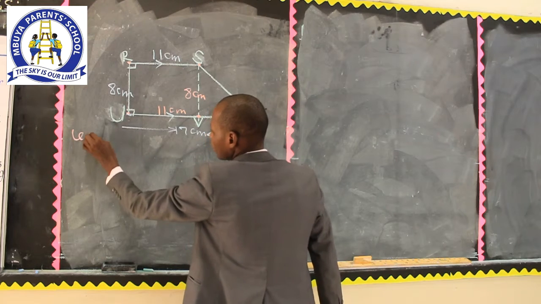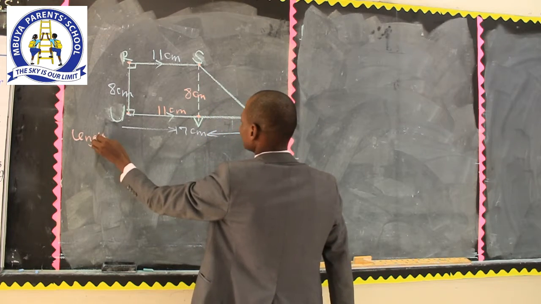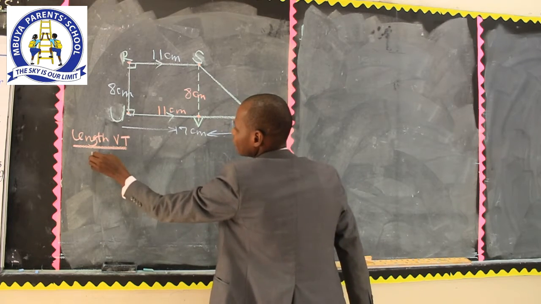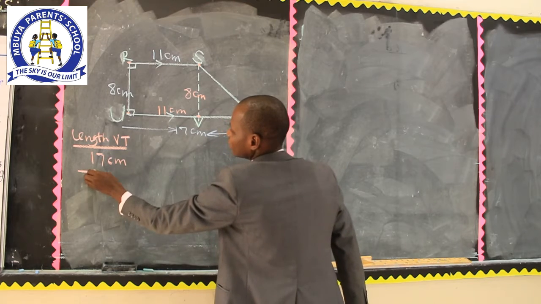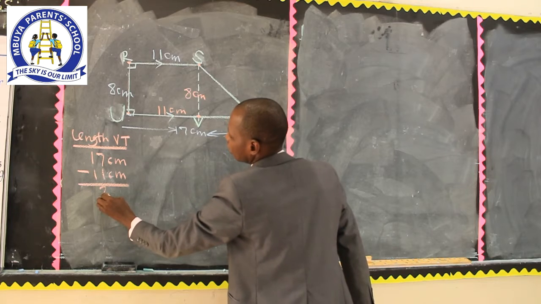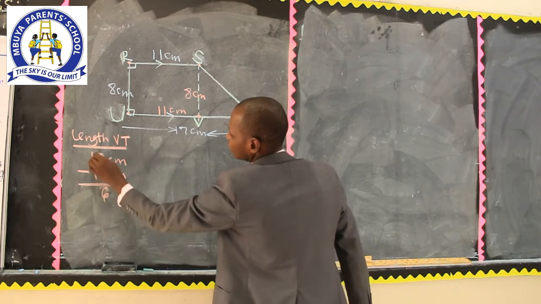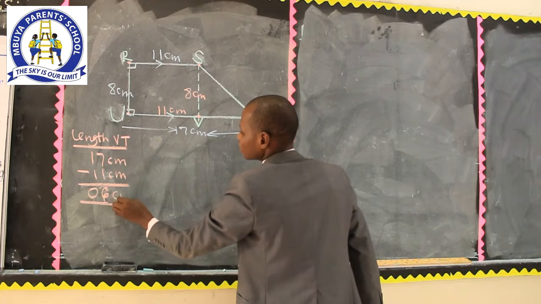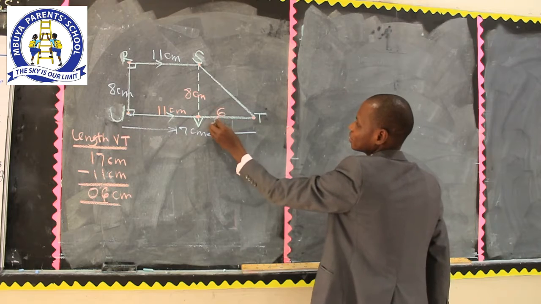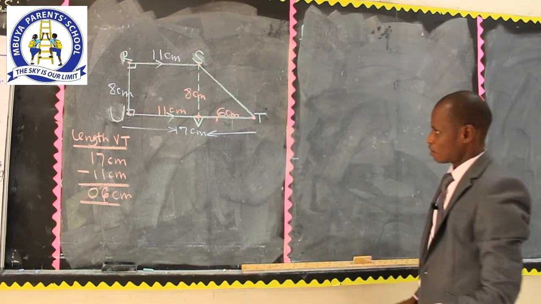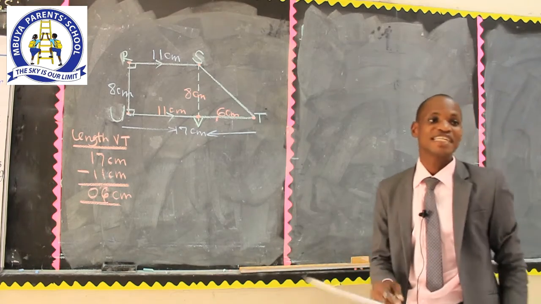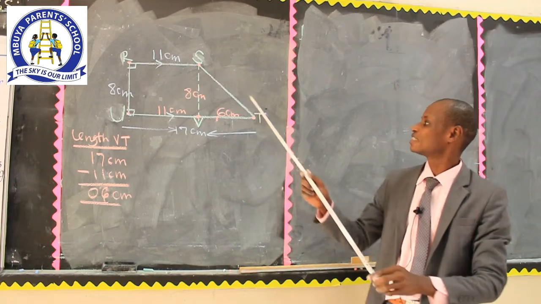We are starting by getting length VT, where length VT is 17 centimeters minus 11 centimeters. This is 6, and here is 0, meaning that our length VT is 6 centimeters. We are doing all of this because there is that element of Pythagoras theorem that will aid us to get length ST.